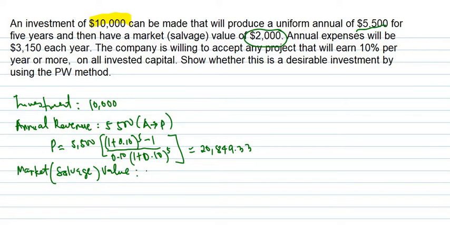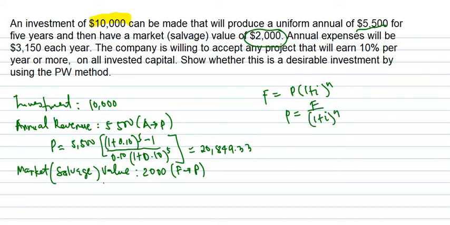This market or salvage value, which is equivalent to 2,000, is future worth, and then we convert it into present. So we make use of our formula. We have F is equal to P(1+i)^n. When we convert our future to its present, P is equivalent to F over (1+i)^n. So when we compute this, P is equivalent to its future worth, 2,000, divided by 1 plus i, where i is 0.10, so 1.10 raised to 5, since n is 5 years.